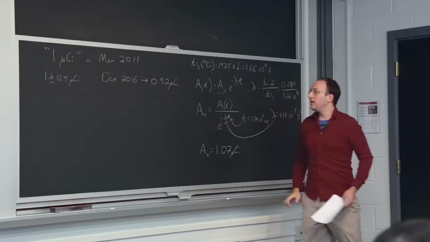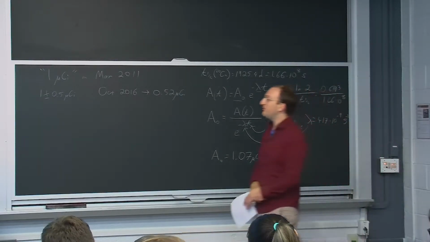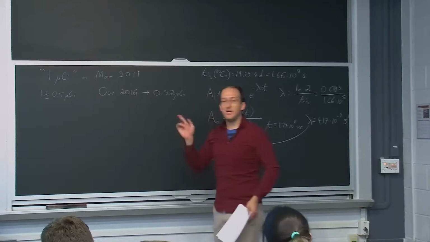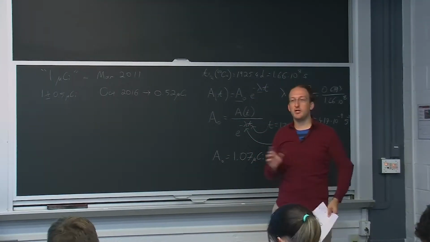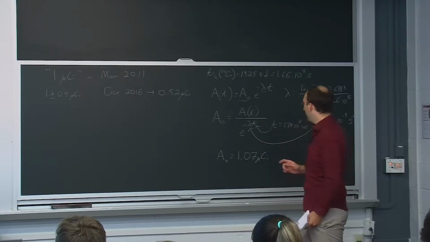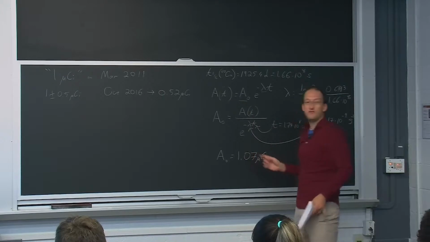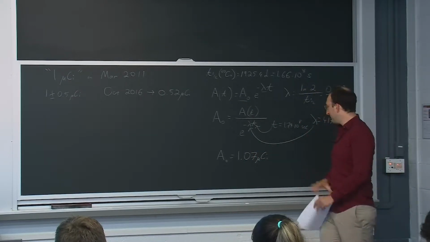microcuries. Now, hopefully this result is fairly intuitive, because the half-life of cobalt-60 is 1925 days, which is about 5¼ years. And it's just over 5¼ years since this source was calibrated, and we have just under half of the original activity. So hopefully that's an intuitive numerical example.